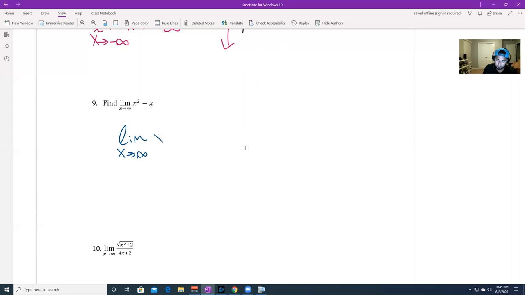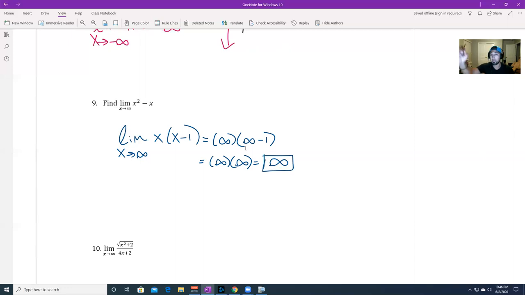And that answer is factor out an x. Factor out an x. Okay, well now it is safe to plug in infinity, just because I factored it out. Because now if I plug in infinity, I get infinity times infinity minus 1, which happens to just be infinity. So this becomes infinity times infinity, and this play is allowed because infinity times infinity is just infinity.